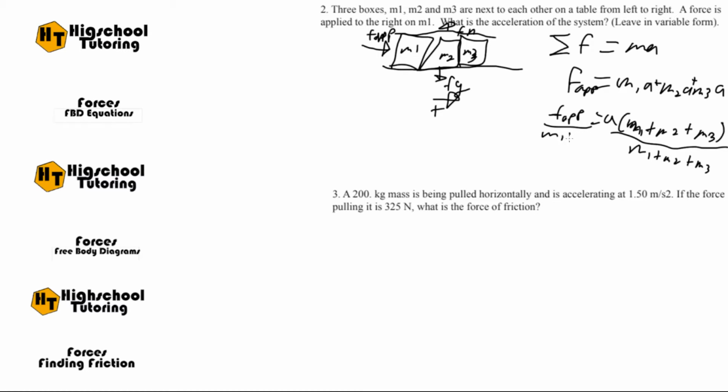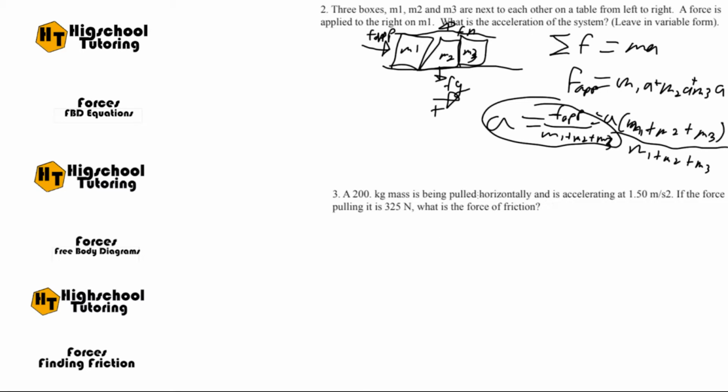So M1 plus M2 plus M3. And that means acceleration equals, so that means that A is equal to this. There you go. That's how you solve the first one. So we're bringing in free body diagrams by drawing this. We're bringing in FBD equations by putting this out. And we're not finding friction yet. So now let's continue here.